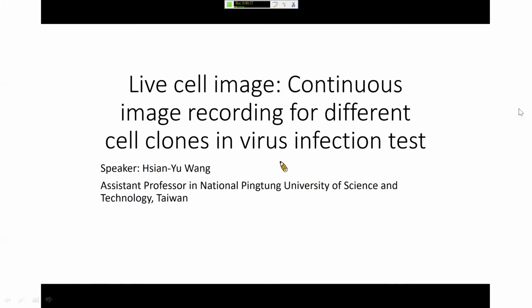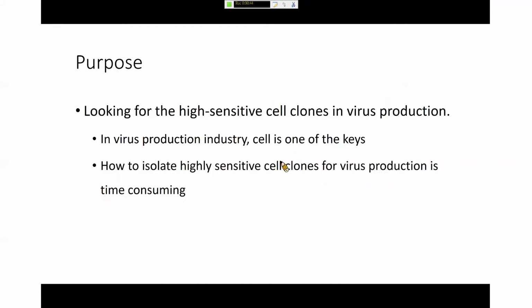condition, and we use this knowledge in the vaccine production area. The purpose here is to look for highly sensitive cell clones in virus production. In the industry, the highly sensitive cell is one of the keys in the process design. So how to isolate highly sensitive cell clones is very important. However, this is time consuming and a lot of work needs to be done.